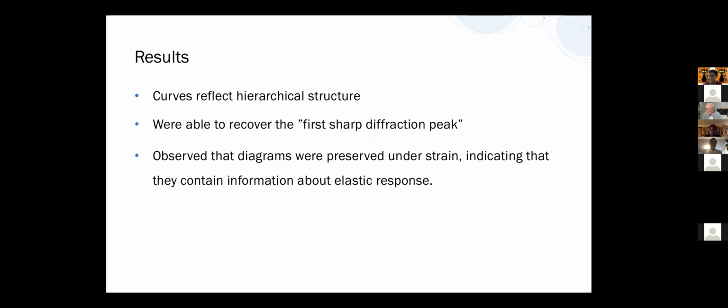They took the barcodes and they observed that from these curves, they could actually determine some hierarchical structure within this data set. They were able to recover something which maybe you all know about, called the first sharp diffraction peak. So when you send some light or some wave through, you get a diffraction, and there's a first peak with it that they were able to recover from the barcode. They also observed that the diagrams were suitably preserved under strain, indicating that they contain information about elastic response.